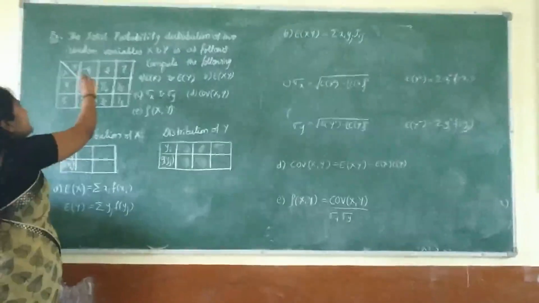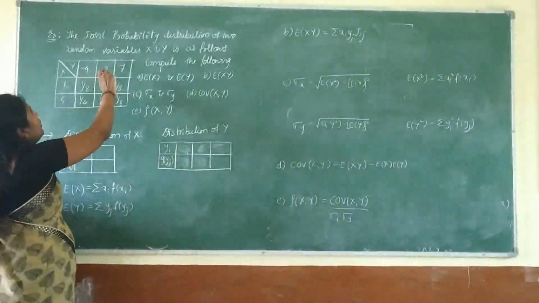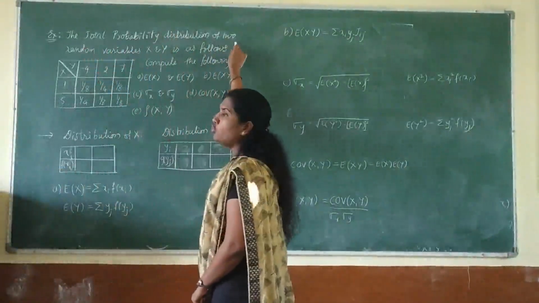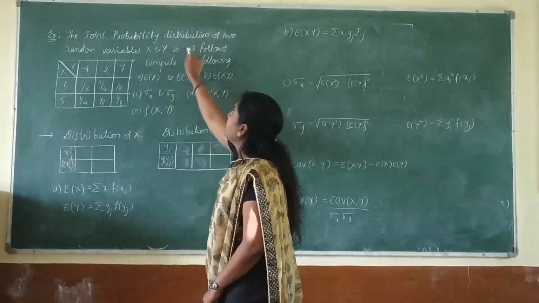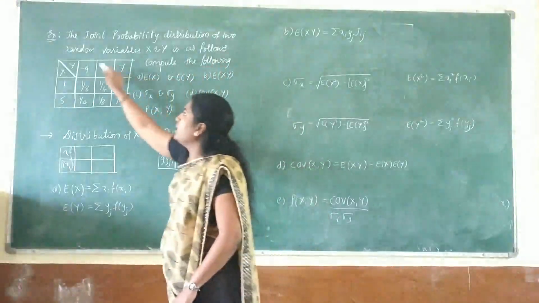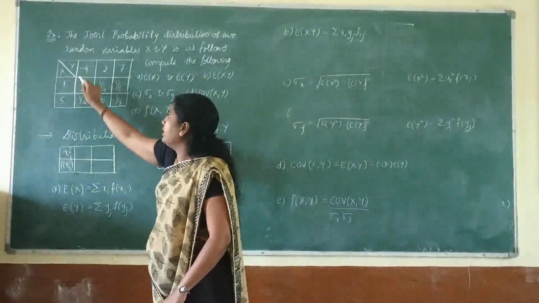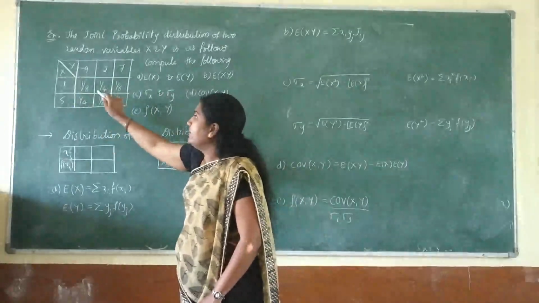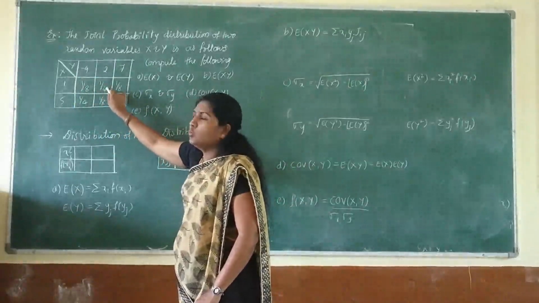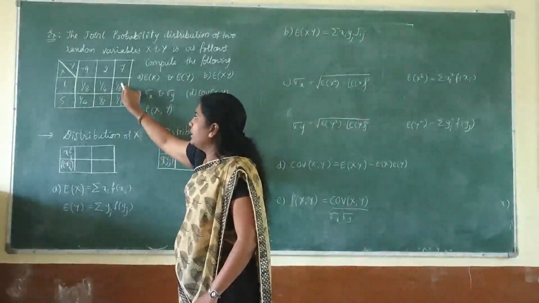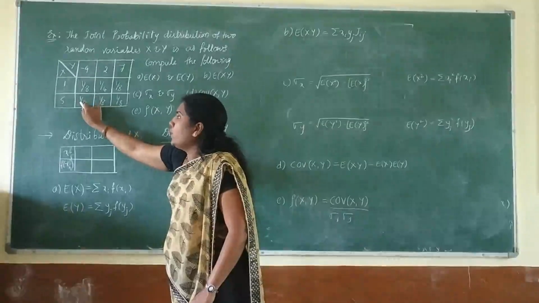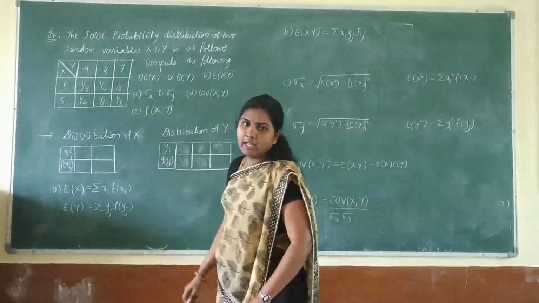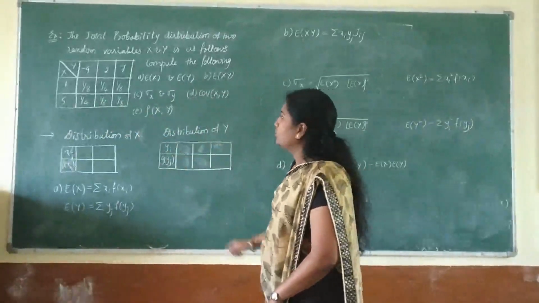Okay, next we will solve examples on this. The joint probability distribution of two random variables x and y is as follows. Here they have given a table of the joint distribution. Y takes values minus 4, 2, 7, and x takes values 1, 5. J11 is 1 by 8, J12 is 1 by 4, next similarly 1 by 8, J21 is 1 by 4, J22 is 1 by 8, next one is 1 by 8, here J23.